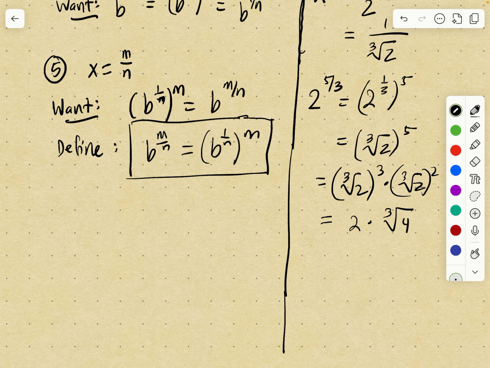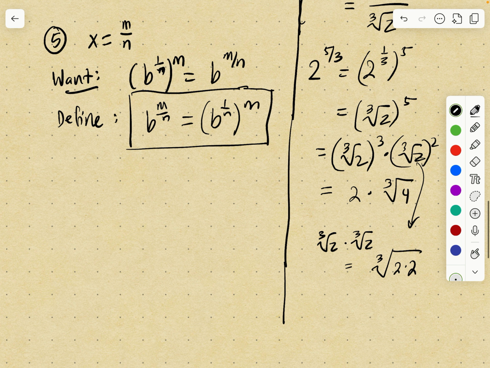Because how did I do that? Because if I have the cube root of 2 times the cube root of 2, I have this property that it's like this, and then that's the cube root of 4. So now we've defined a constant raised to a fraction power, a fraction exponent.